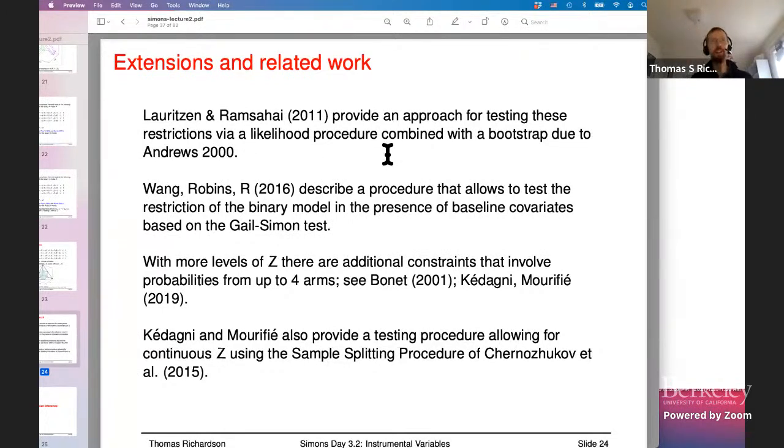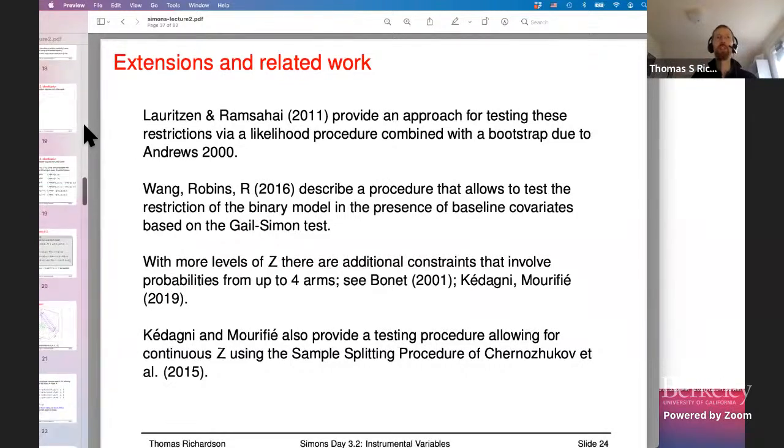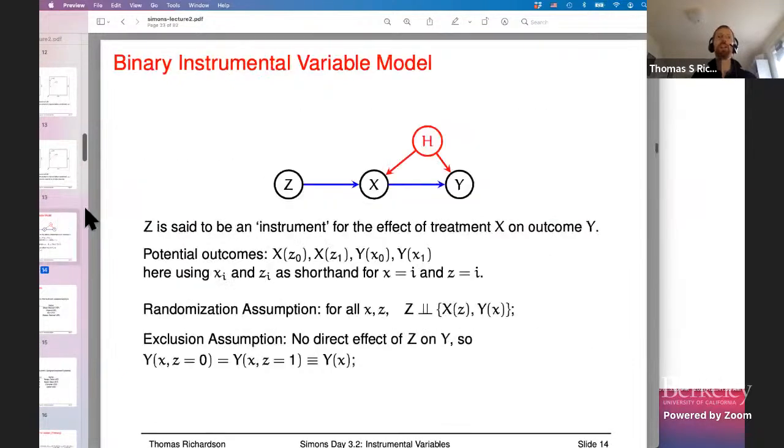I have a paper with Linbo Wang and James Robins that allows you to test these in the model where we have baseline covariates. So that's like a model where we have the usual IV model, but in addition, there might be some baseline covariates that everything is conditioned on, on which this model holds. So there's like a V that's a parent of Z, X and Y.